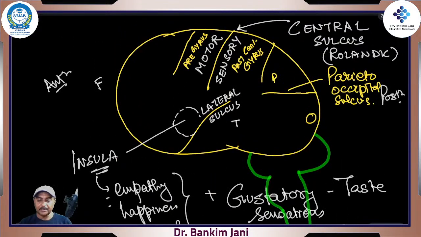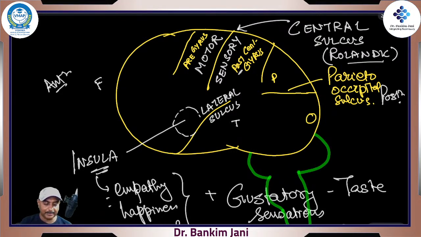So here is the central sulcus or Rolandic sulcus, right? In front of it, it is the motor area. Behind it is the sensory area. And this is the pre-central gyrus. And after that, it is called the post-central gyrus. There is the parieto-occipital sulcus. Lateral sulcus.